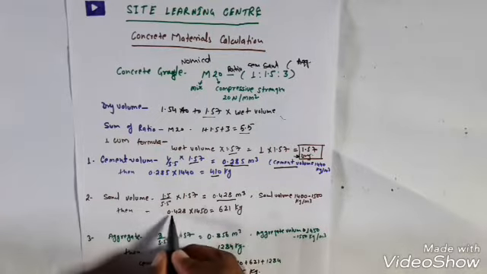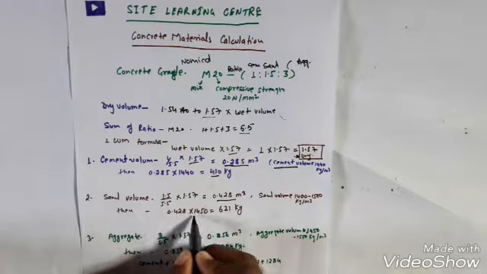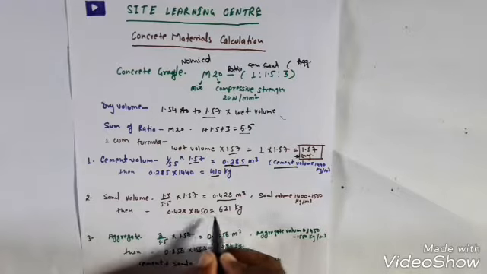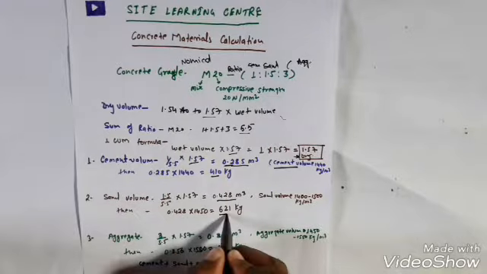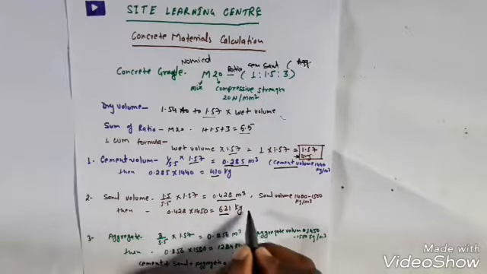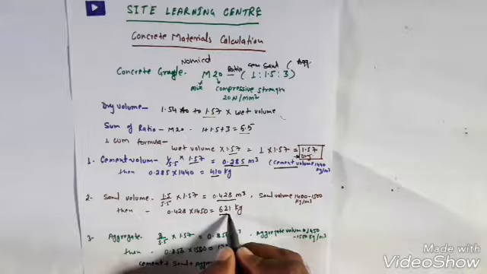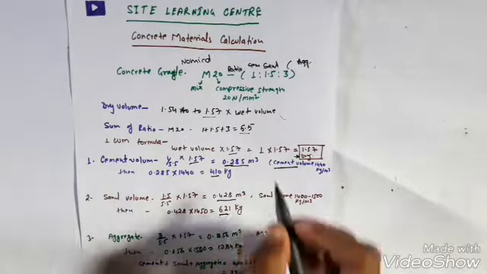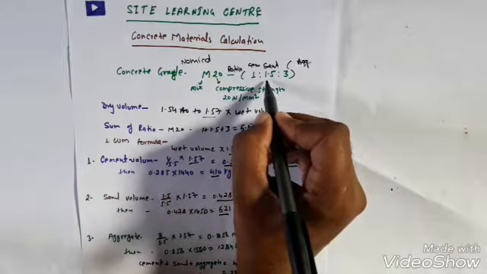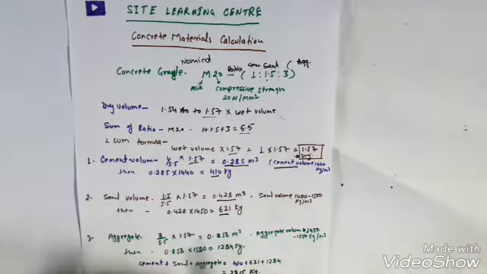So I have taken 0.428 into 1450, so that will be 621 kg. Total sand will be considered 621 kg. And now number 3, aggregates.